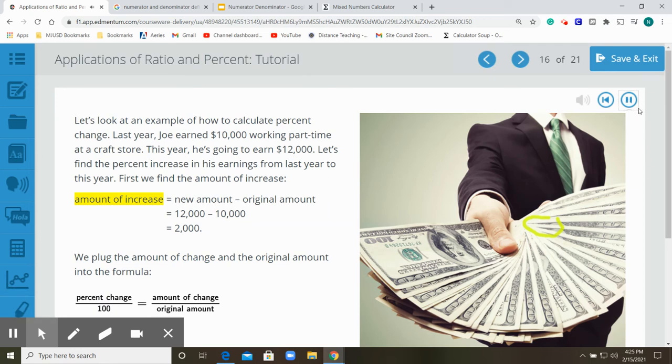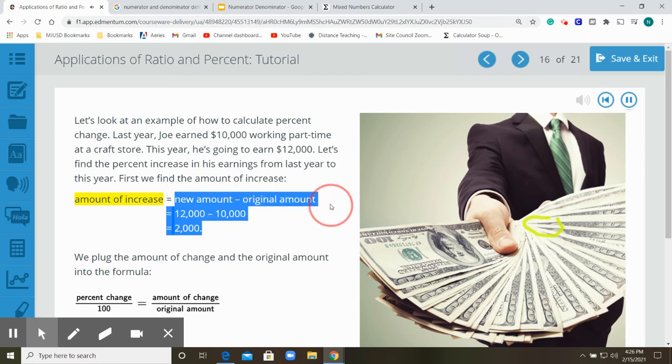Let's look at an example of how to calculate percent change. Last year, Joe earned $10,000 working part-time at a craft store. This year, he's going to earn $12,000. Let's find the percent increase in his earnings from last year to this year. First, we find the amount of increase. Amount of increase equals new amount minus original amount equals 12,000 minus 10,000 equals 2,000.